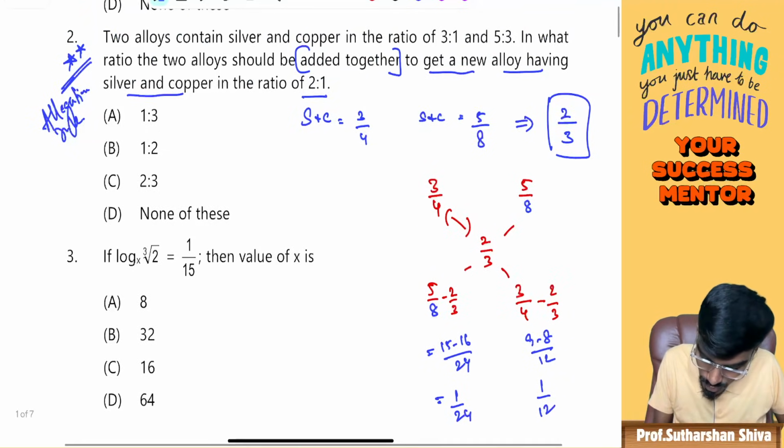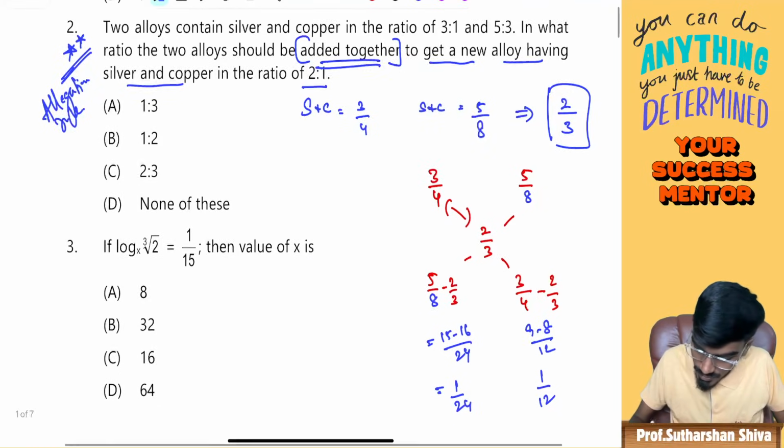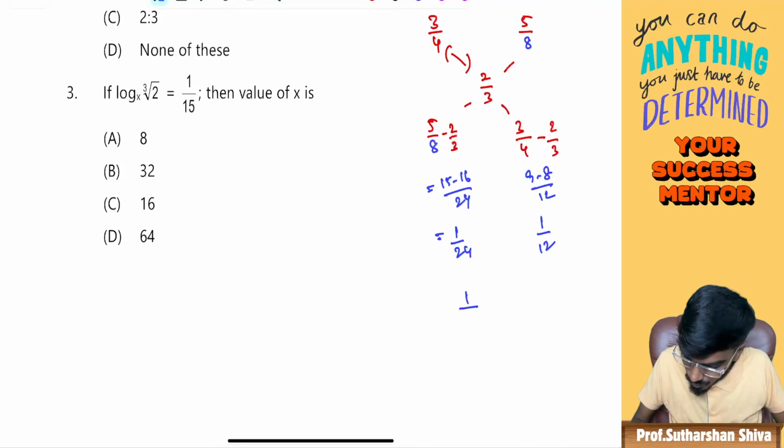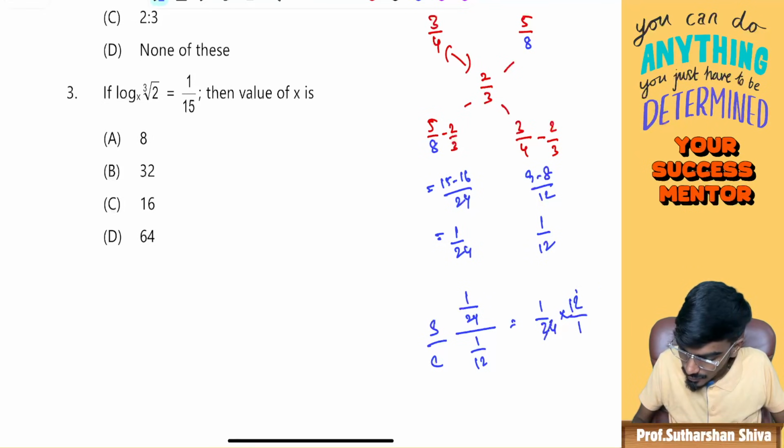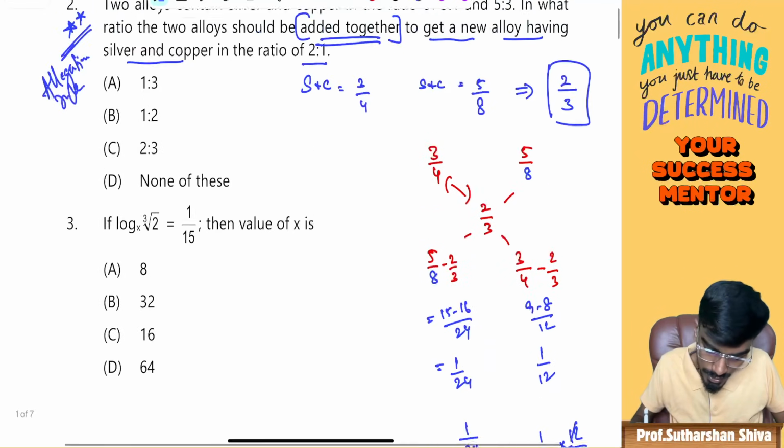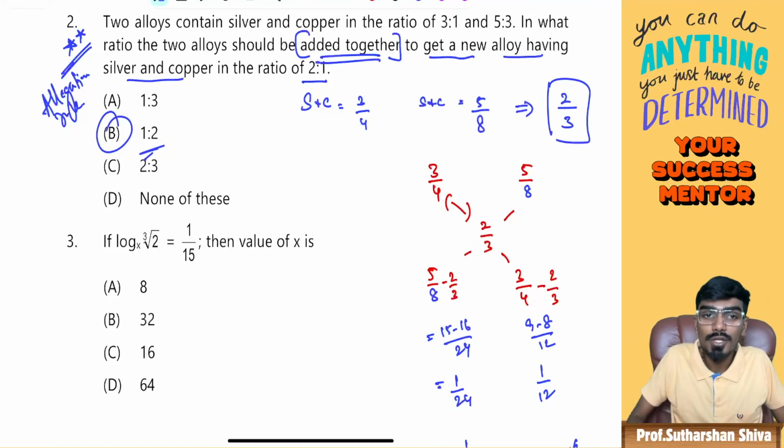They said added together. What is meant by added together? 1 by 24 silver by copper added together, 1 by 12, which is 1 by 24 into 12 by 1. If I cancel it out, I will be getting 1 by 2. My answer is option B.